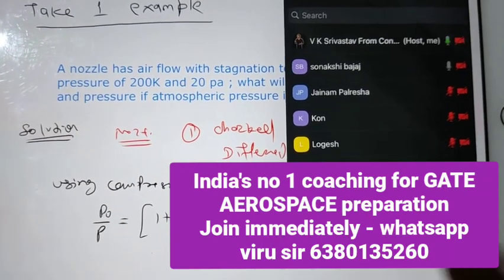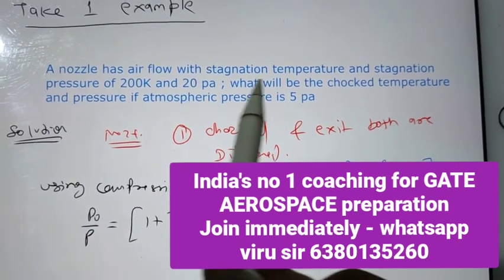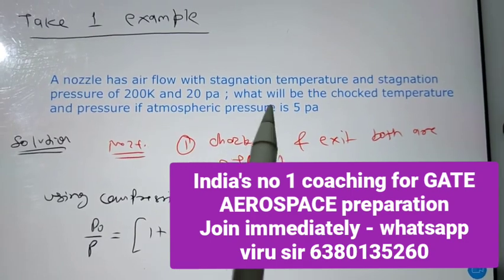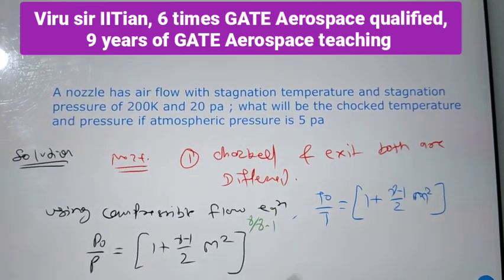I will repeat the question. Saurav, I am asking the question in this way: a nozzle has airflow with stagnation temperature and stagnation pressure of 200 Kelvin and 20 Pascal. What will be the choked temperature and pressure if atmospheric pressure is 5 Pascal?